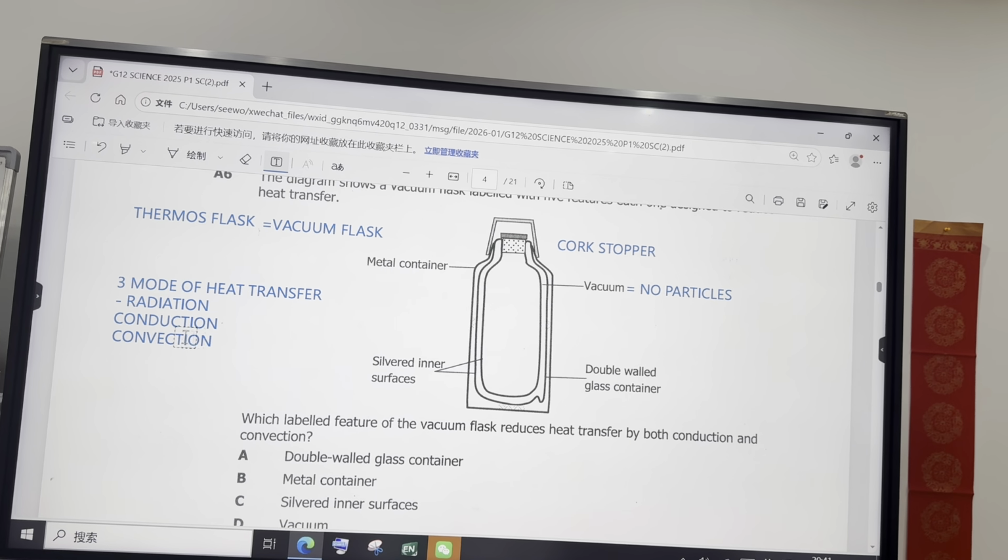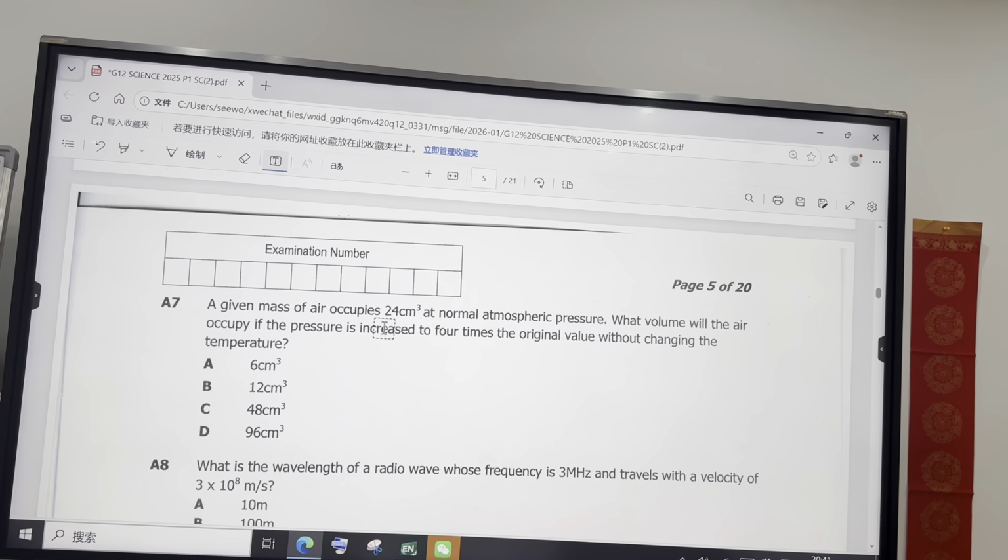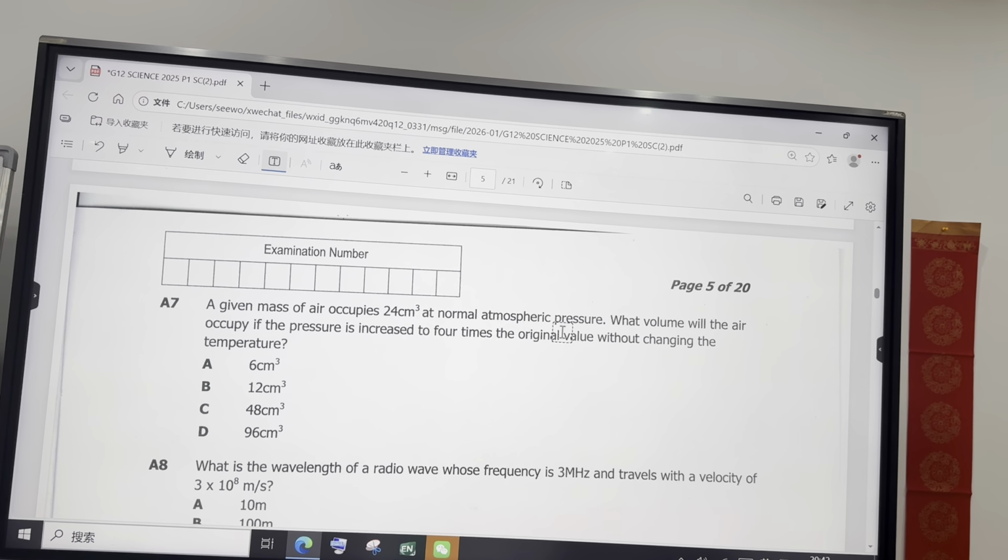Okay, we go to question 6. Question 6 says a given mass of air occupies 24 cubic centimeters at normal atmospheric pressure. So that is the volume. What volume will the air occupy if the pressure is increased to 4 times the original value without changing the temperature? Okay, so we have our initial volume here.